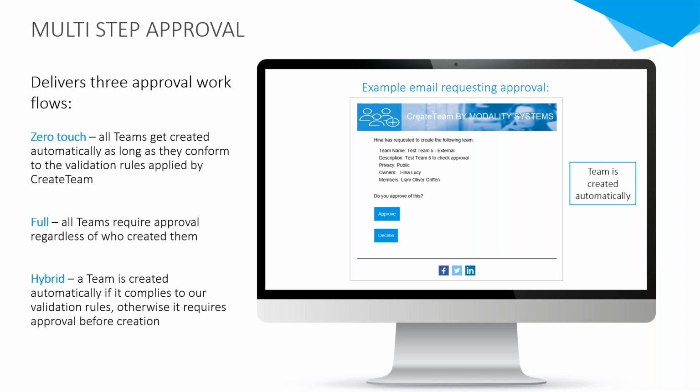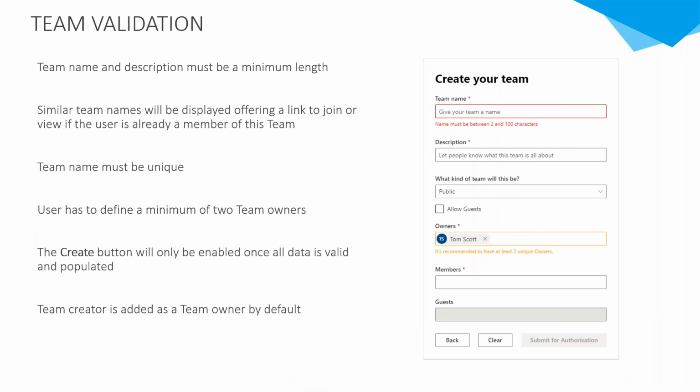And a hybrid model is a halfway house between the two. So we can set within CreateTeam a minimum and then a best practice. So where the field is set to amber, this means that whilst technically you can create a team with one user, one owner, we recommend you have at least 2. So as long as you leave 1 in there, it will always go to submit for authorization because you're not adhering to our best practices.